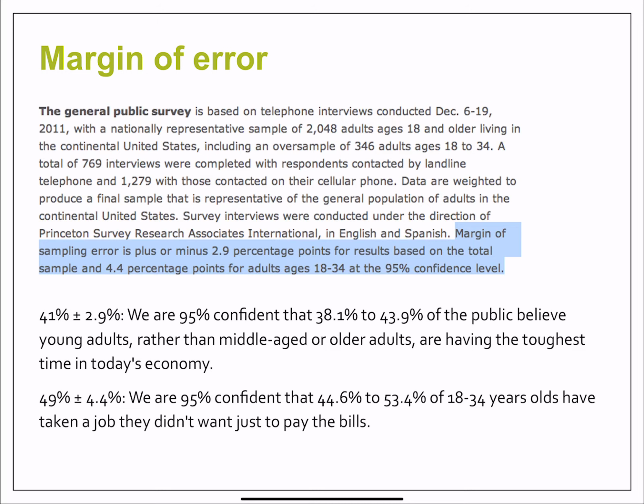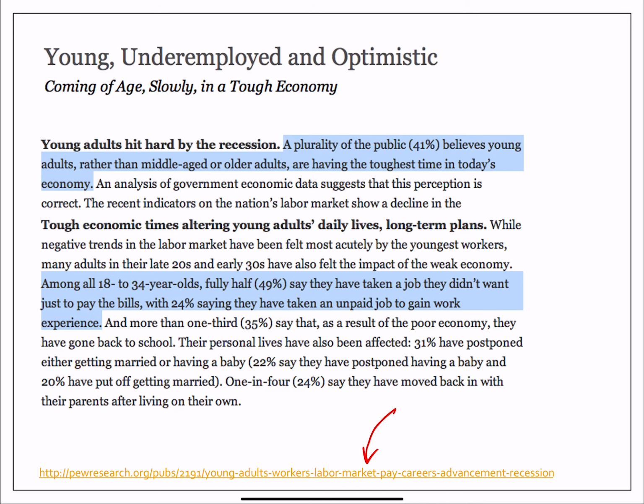The margin of sampling error is plus or minus 2.9 percentage points for the results based on the total sample, and 4.4 percentage points for adults ages 18 through 34, at a 95% confidence interval. So now we need to break that down. If we go back here, first it says the margin of error is 2.9 percentage points for results based on the total sample, right?